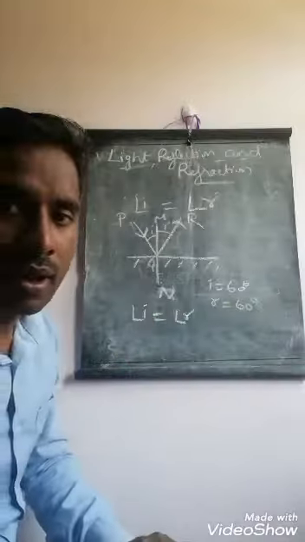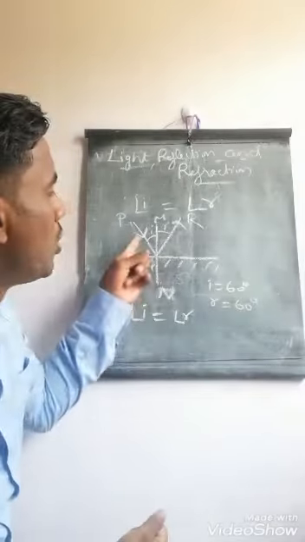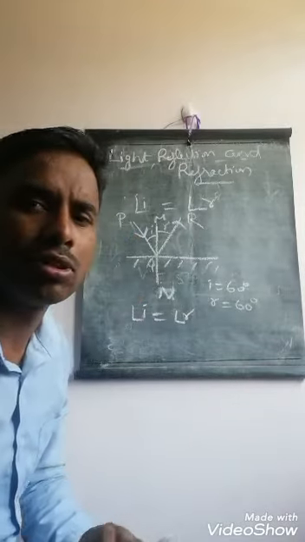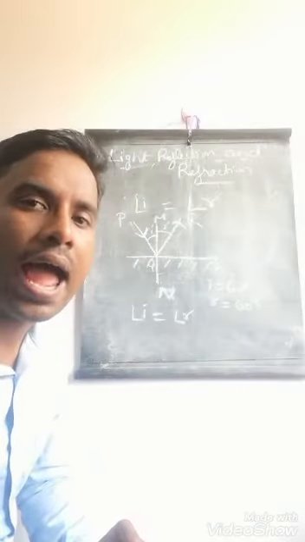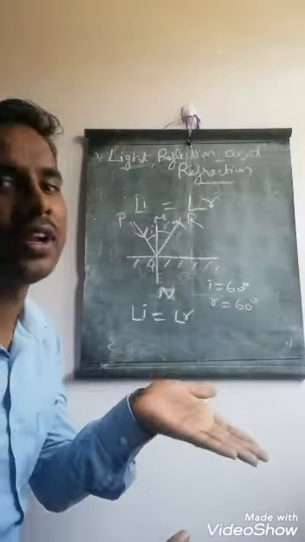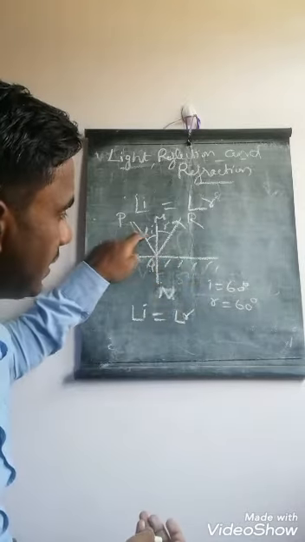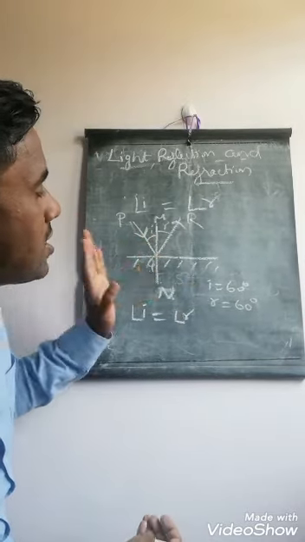And the next one, I'll ask you one more question. Let me discuss this one also. If the angle of incidence is equal to 60 degree, what is the angle between incident ray and the reflecting surface for this regular reflection?